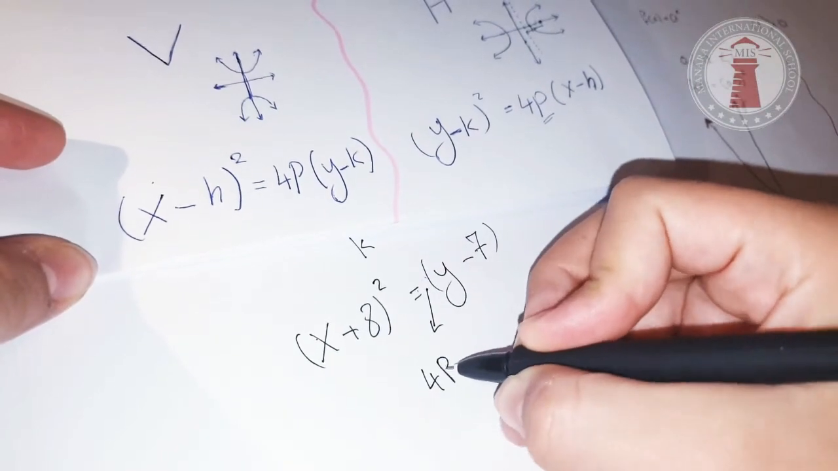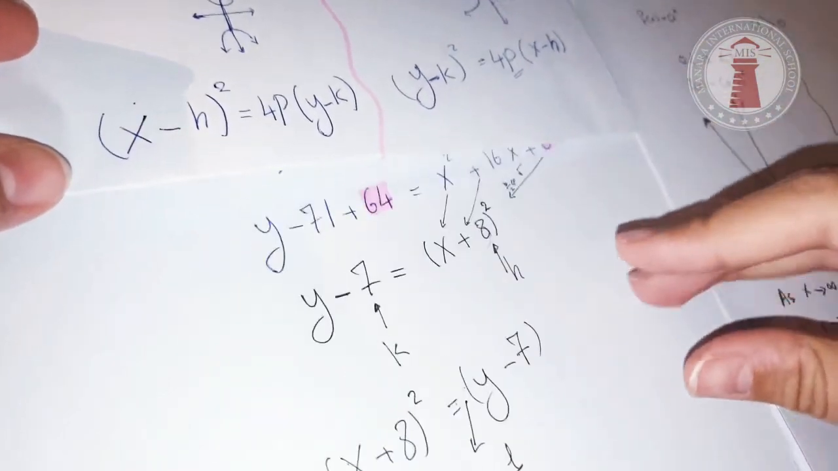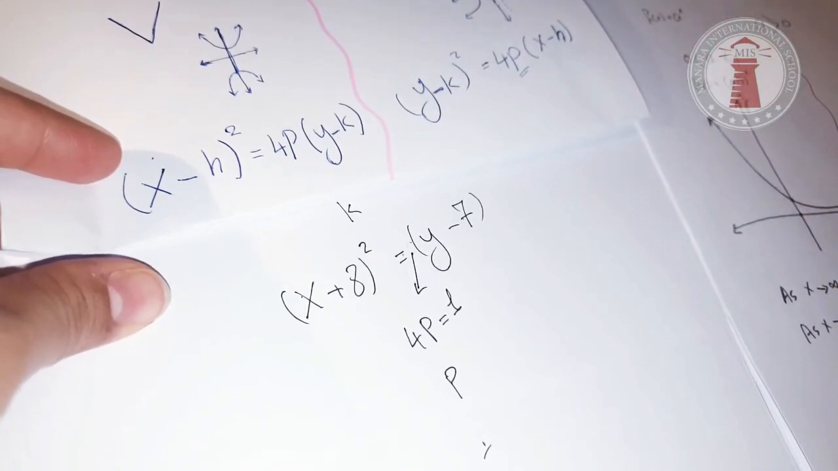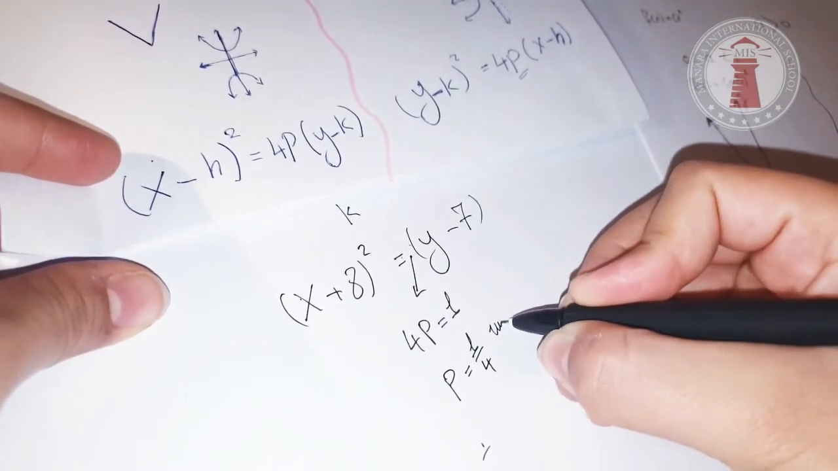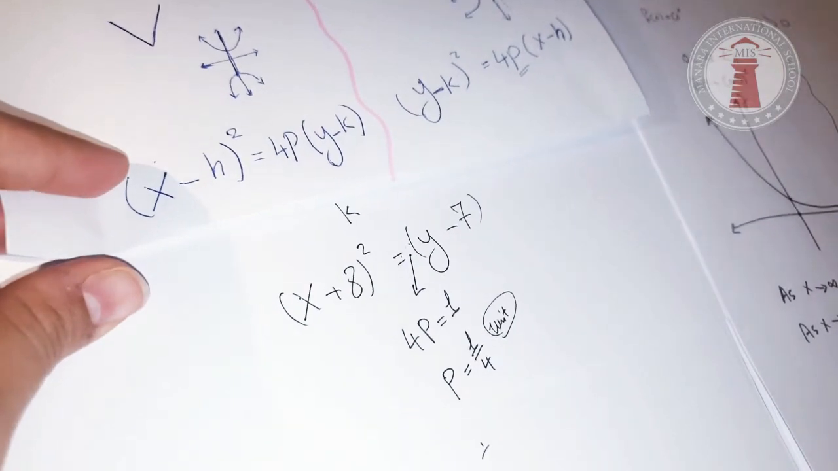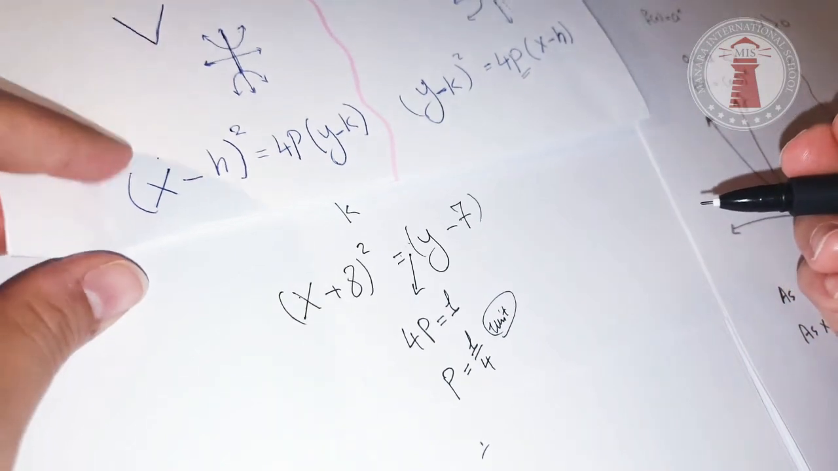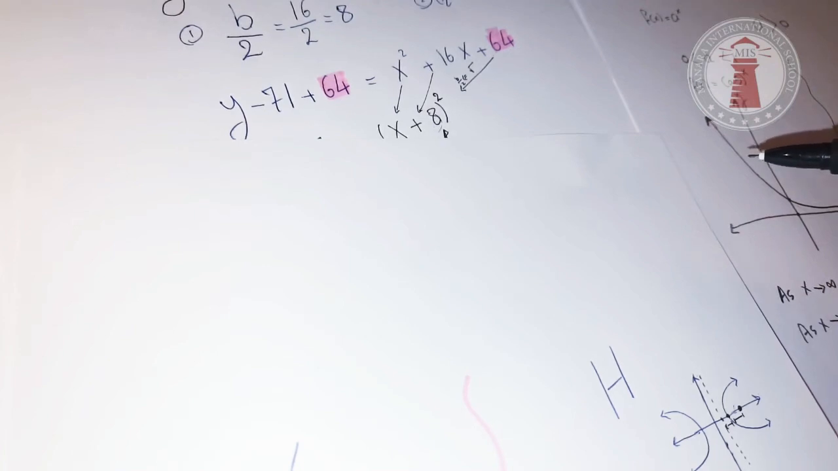So 4p is equal to 1, which means p, which is the distance between the vertex and the focus, or the vertex and the directrix, which is the same, is equal to 1 over 4. 1 over 4 units. It doesn't matter which unit you are using when you're graphing, it's just 1 over 4. Okay, now this is number 1 in the worksheet. The same question, we have 12, 14 different equations. Please study all of them, work on all of them, and let me know if you have any questions.